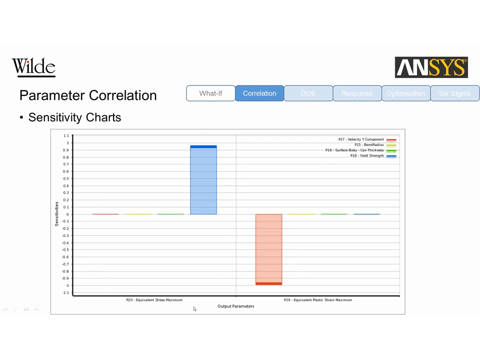So again, if you're looking at equivalent stress, you can see that yield strength matters most. And if you're looking at equivalent plastic strain, you can see that an increase in velocity actually drives the plastic strain to go down.